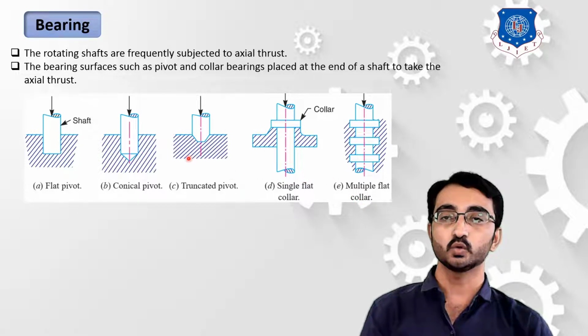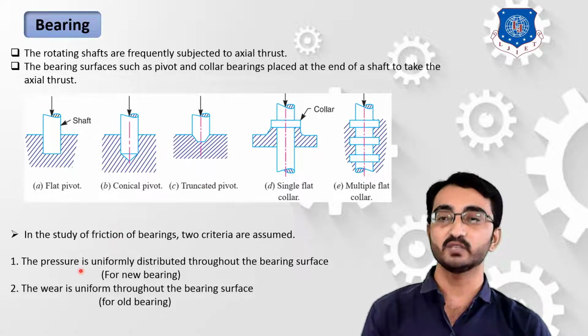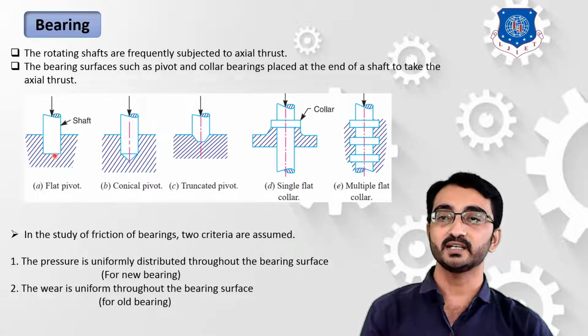Now to design these bearings we have to use two different criteria. The first criterion is known as the uniform pressure theory. In this theory we assume that the entire surface of the bearing has uniform pressure. This is the case when the bearing is new, because in the initial stage the surface is throughout flat, or we can say uniform, and that's why the pressure acting on this contact surface is uniform.